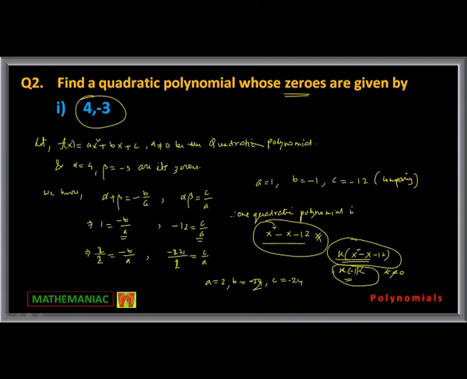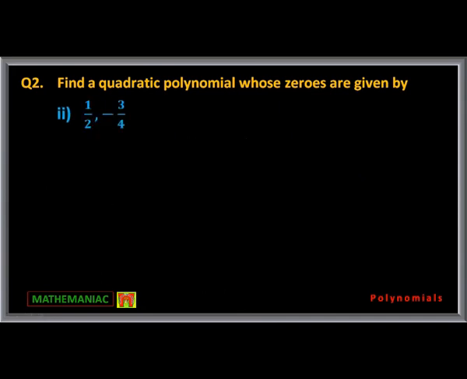Okay, let's go to the next question. Great. This time we have fractions as the roots, zeros. Okay, so we'll consider this as the quadratic polynomial, right? If you want, you can name it. It is not at all necessary to name it.